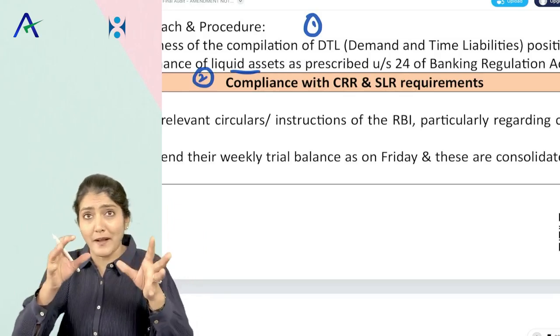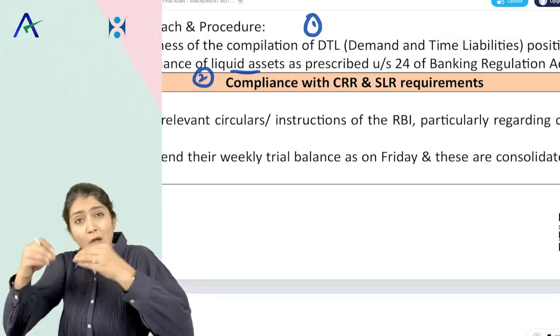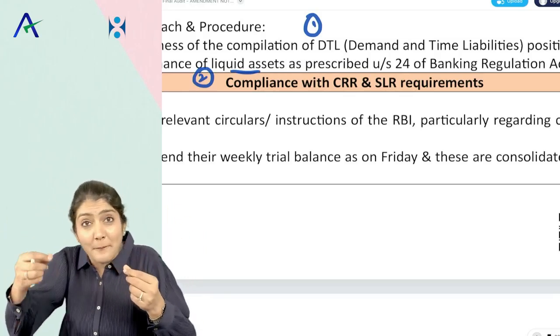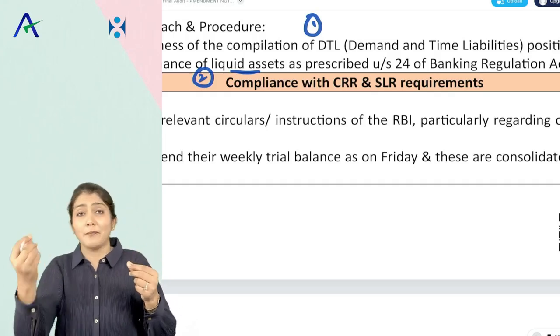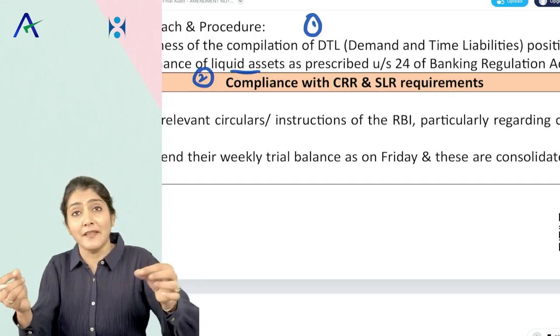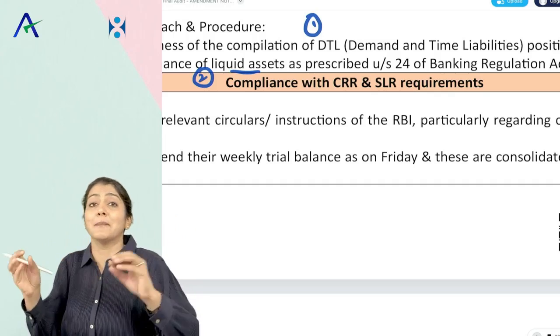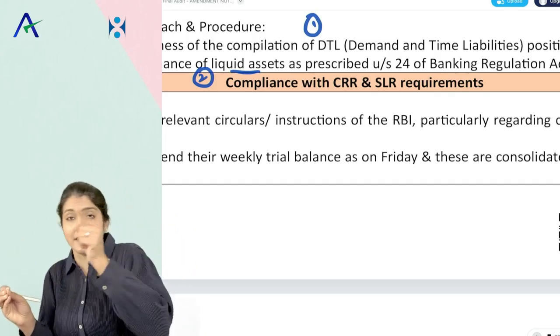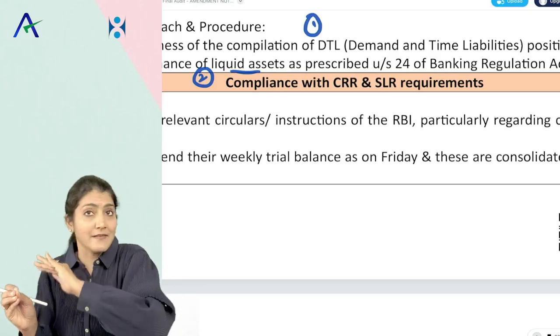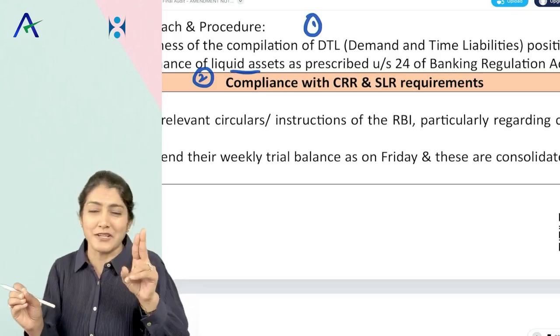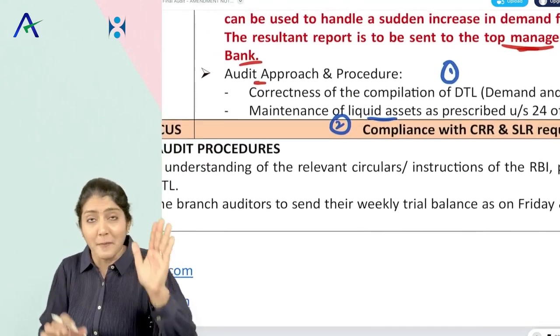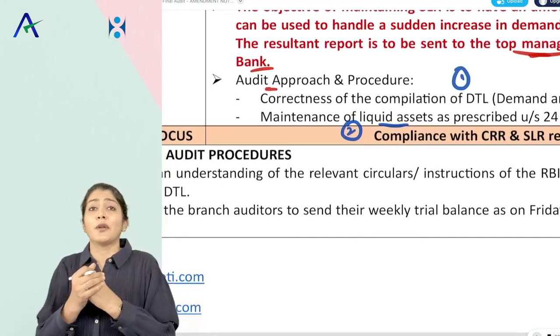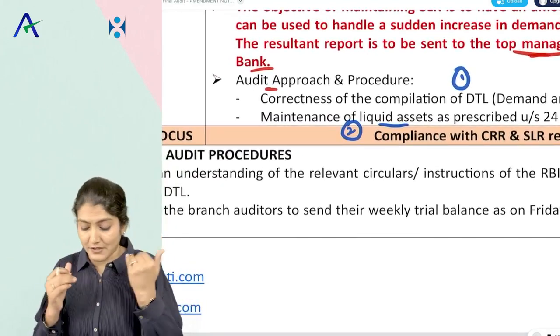So two parts. One, the computation of the DTL. Auditor, you need to check whether the computation of DTL has been done properly. And second, accordingly, whether the liquid assets have been maintained by the bank. Do you follow this? Computation of DTL and maintenance of the liquid assets. These are the two audit procedures which the auditor mainly needs to perform when he has to audit the SLR requirement.